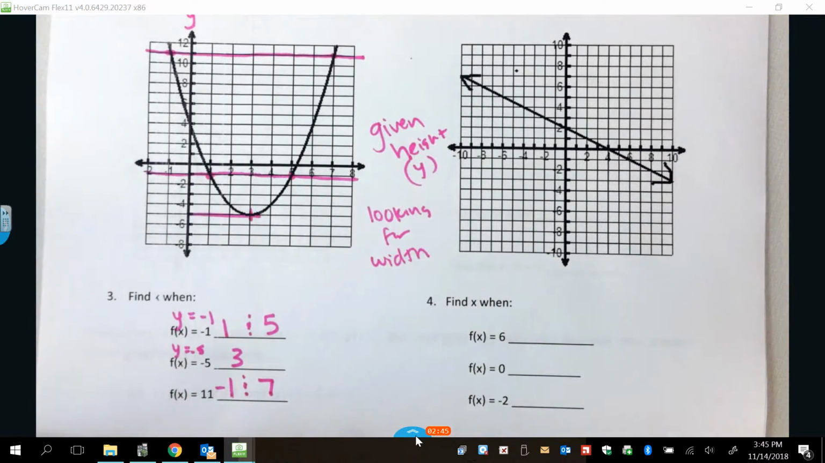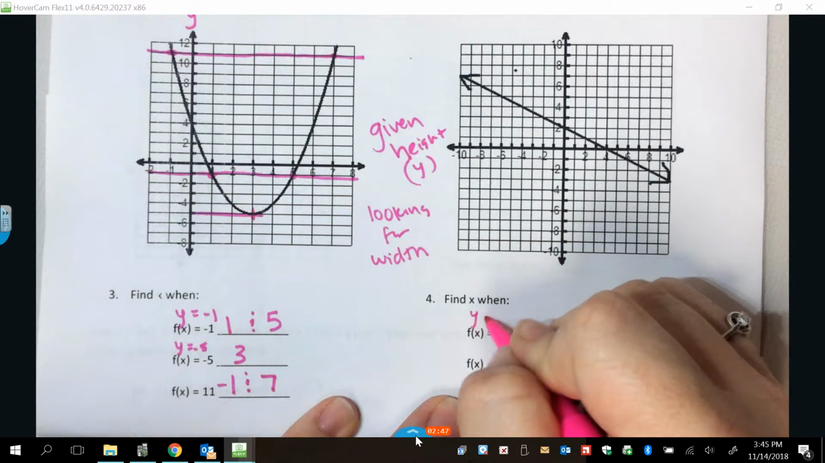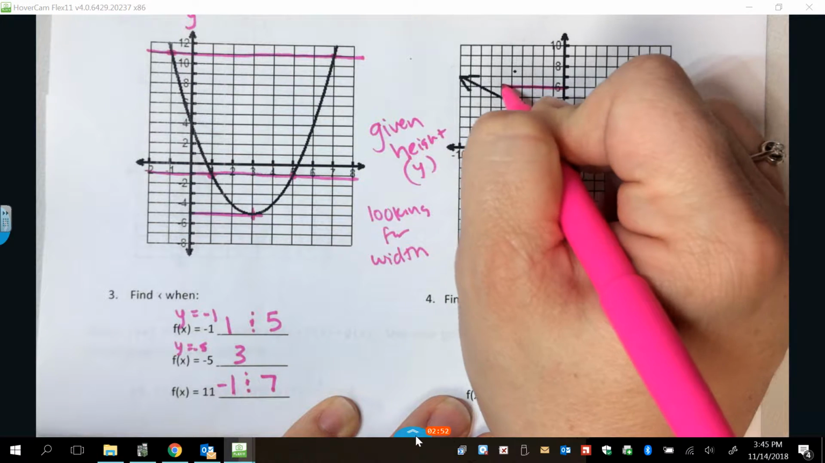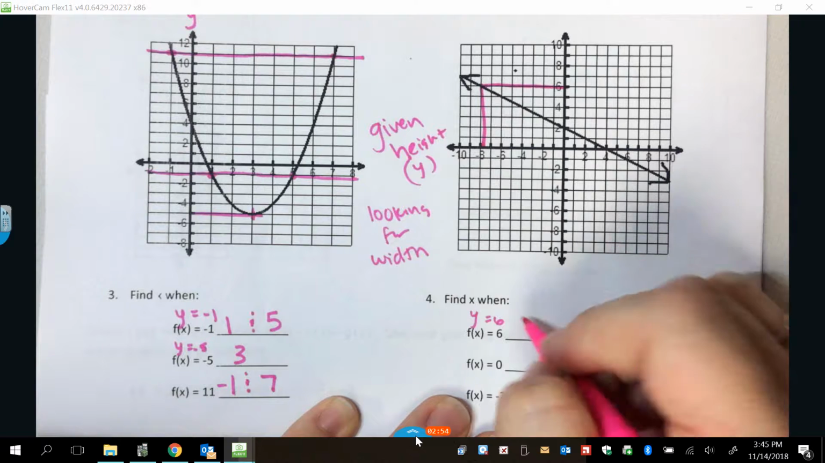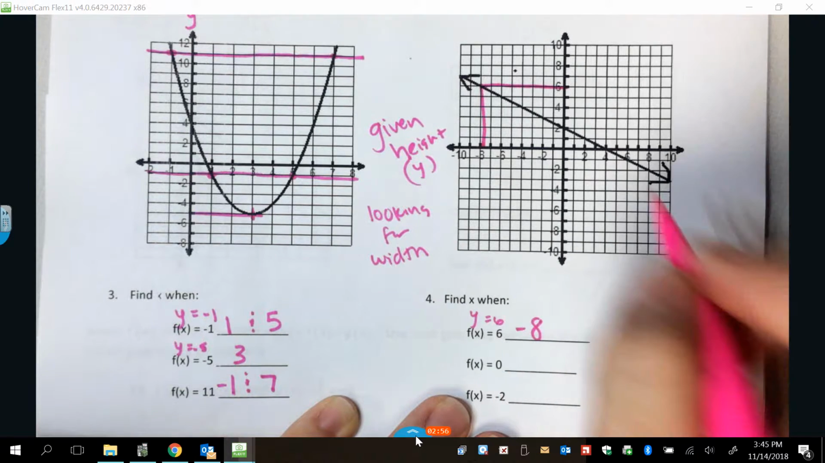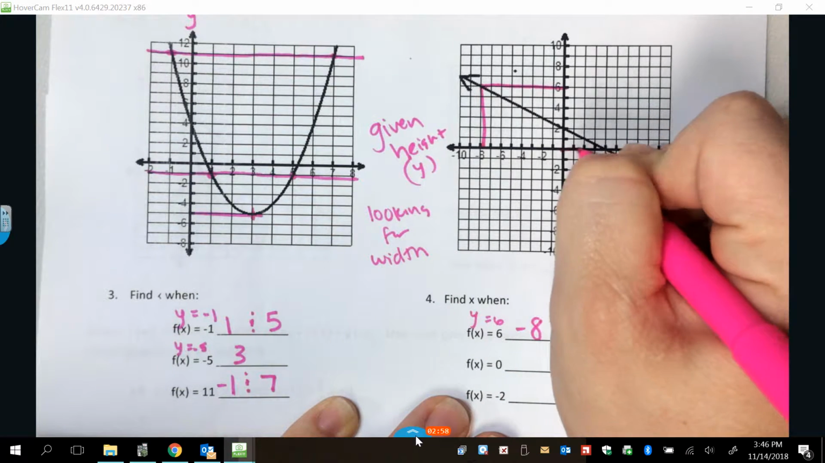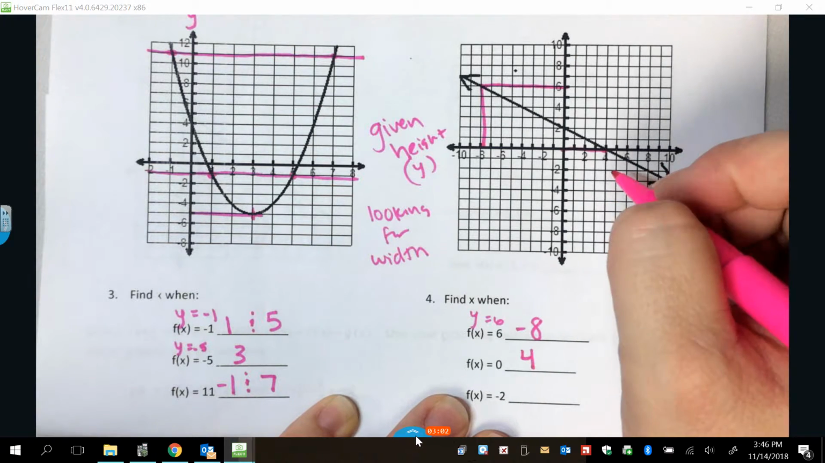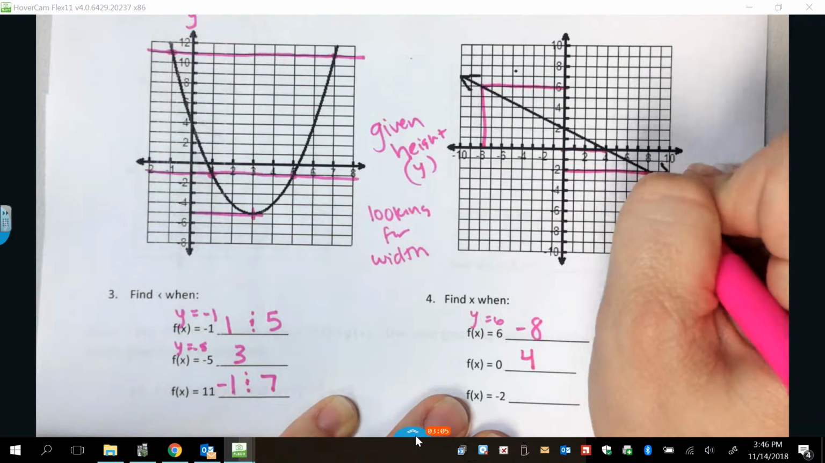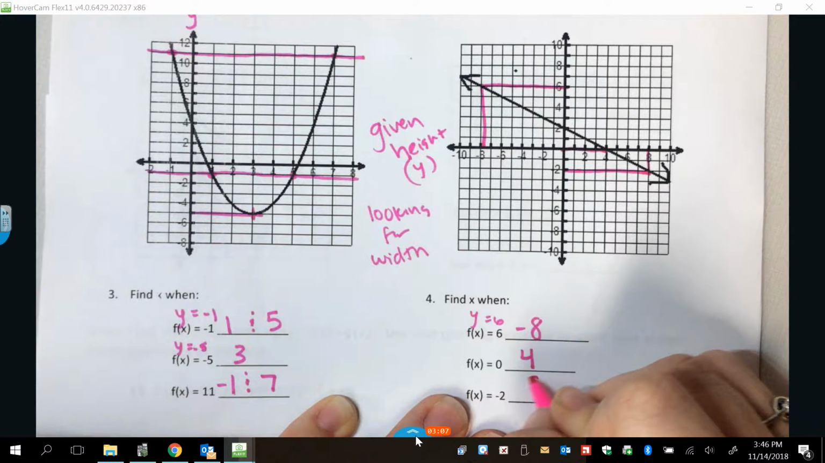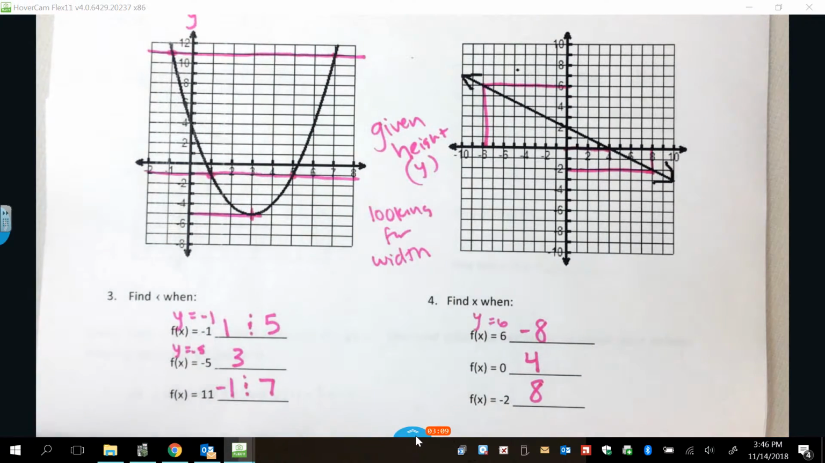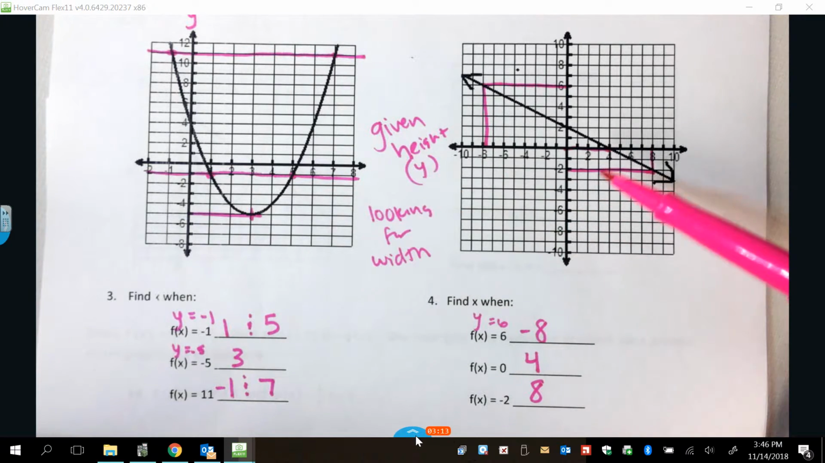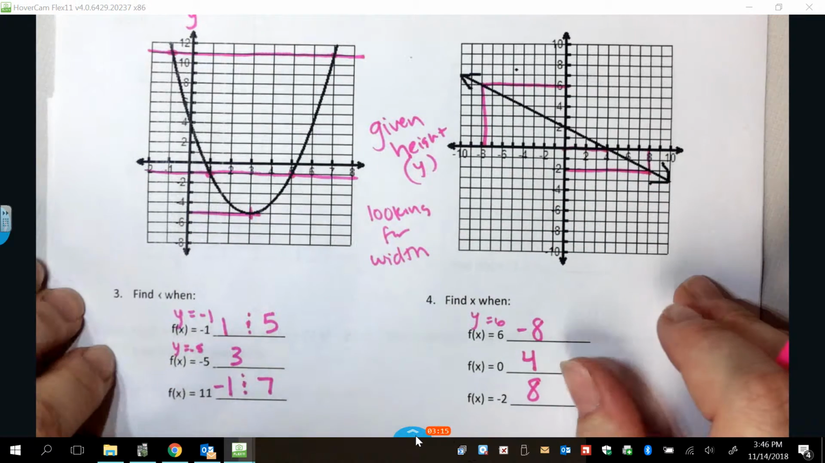Okay, so again, y equals 6. Height of 6 is here, and that is over -8. Height of 0 is over 4, and a height of -2 is over +8. Okay, so again, given the height, the y, and I'm looking for how far over which side, the width.